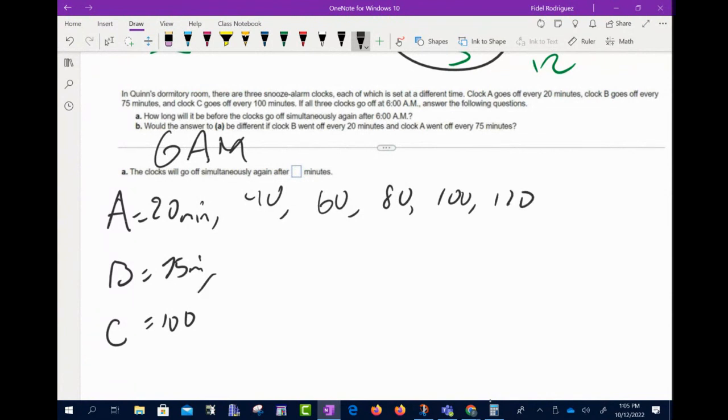Okay, this one goes off at 6, and then I know 75 minutes later, and then 150 minutes later, and then if I add another 75, 225 minutes later, so on and so forth, right? It goes off 100 minutes later, 200 minutes later, 300 minutes later. What I'm looking for here, y'all, is the least common multiple, okay? Now, one thing I could do, I could keep playing this game. I could just keep making my list longer and longer, and that's one way to do it.